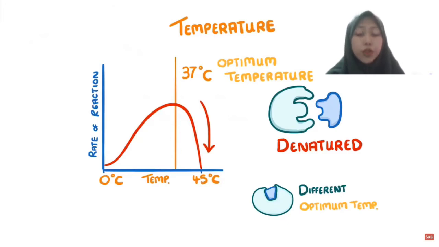The temperature at which an enzyme functions best is known as the optimum temperature. So the optimum temperature of this enzyme will be 37 degrees because that is the temperature at which the rate peaks. In the human body, it's generally kept around 37 degrees. It's a pretty common optimum temperature for human enzymes. But different enzymes can have different optimum temperatures too.